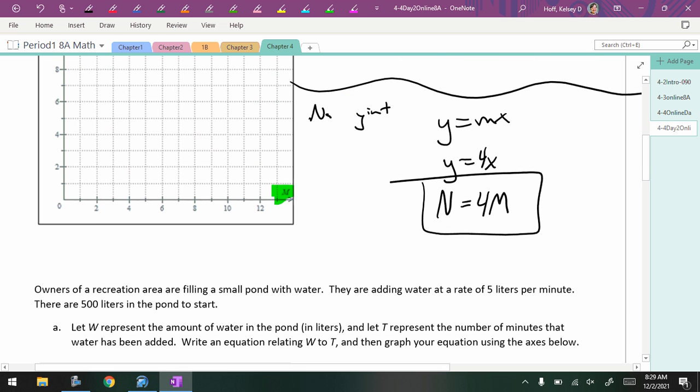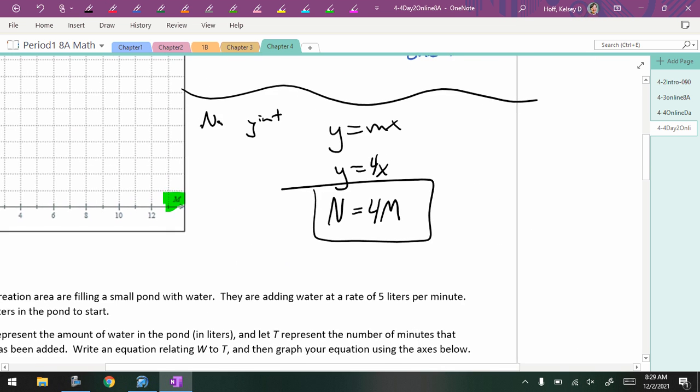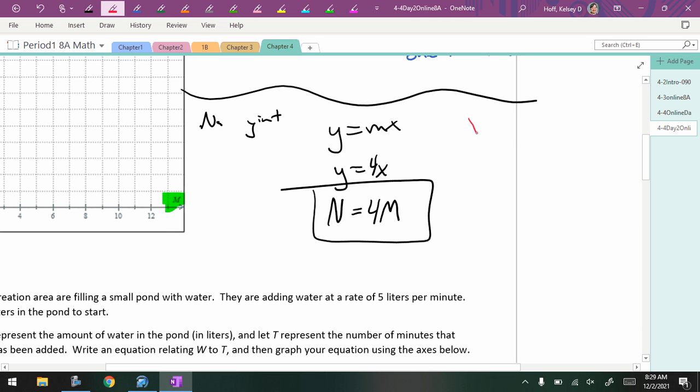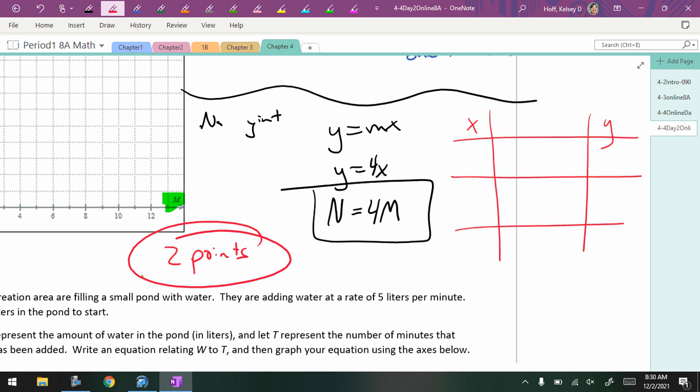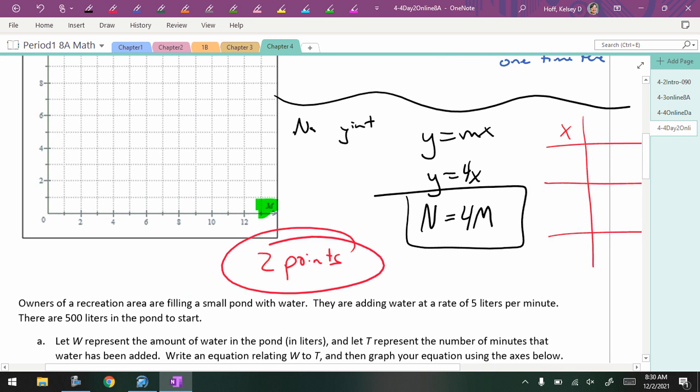Now we have to graph it, though. Okay? We're going to graph it by making an XY table, just like yesterday. But Ms. Hoff is going to tell you, you only need 2 points. Ms. Hoff is fine with you having 2 points. And you get to pick it. And there's no fractions, so it's way easier. Okay? Look at the bottom. You can pick any of these numbers.